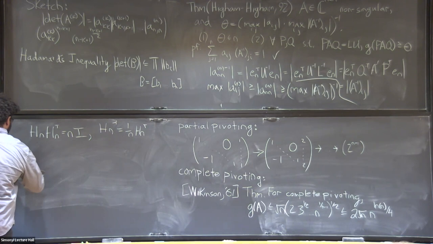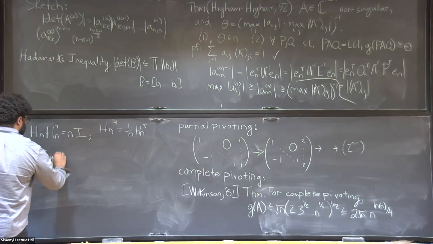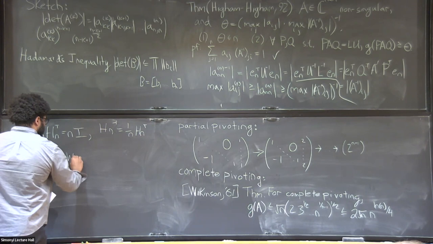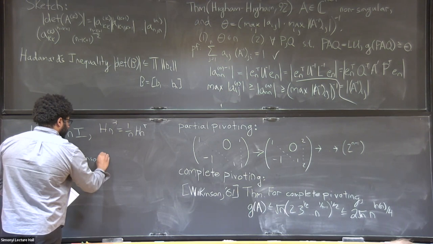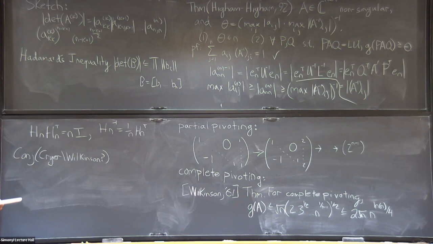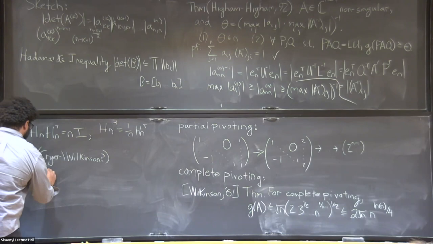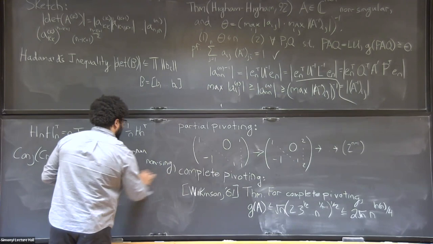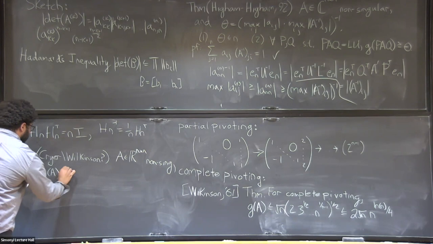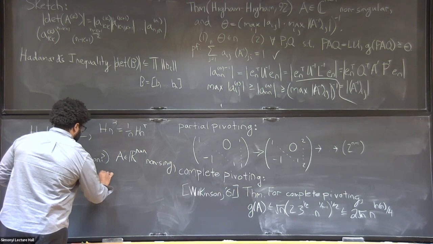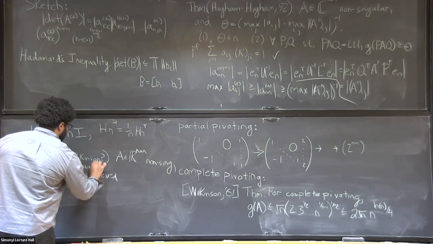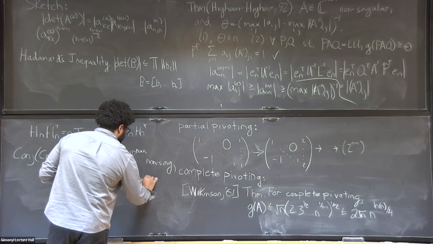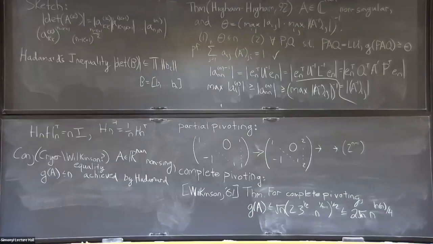The conjecture is made by, most people cite Cryer, but I have seen Wilkinson cited here as well, although Cryer, I feel very confident, made this conjecture. Wilkinson, this may have been a conversation. I can't find an actual citation of this. They conjectured that if you have a matrix A, it's n by n, real, non-singular, and under complete pivoting, of course, what we've been talking about, this growth is at most n and achieved by a Hadamard matrix.